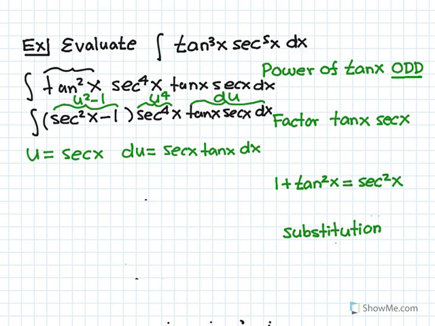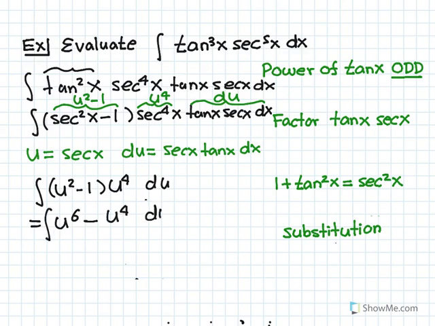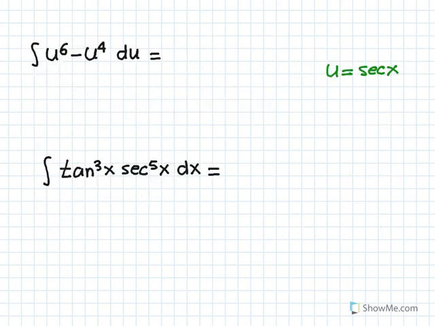So you can see we now have an integral, a simple integral in terms of u that we can solve. So what we have is integral u squared minus 1 times u to the 4 du. Let's distribute the u to the 4, and we're going to get u to the 6, because u squared times u to the 4, same base, add the exponents, minus integral, that's u to the 4 du. And now let's integrate that. So we get u to the 7, reversing the power rule, divide by 7, minus u to the 5, divide by 5, plus c.